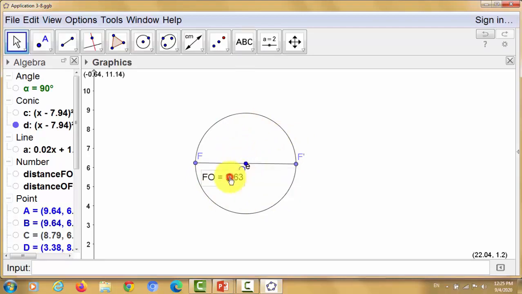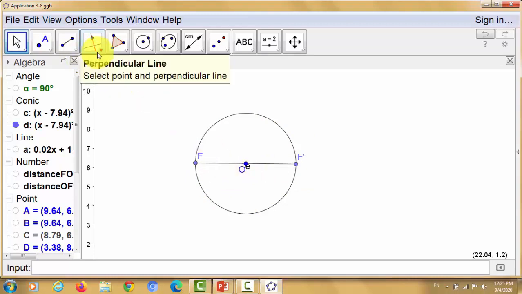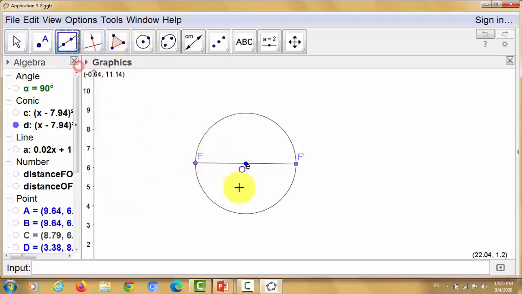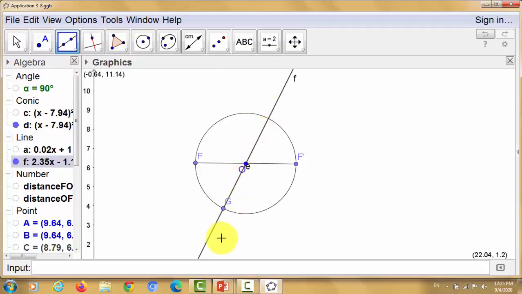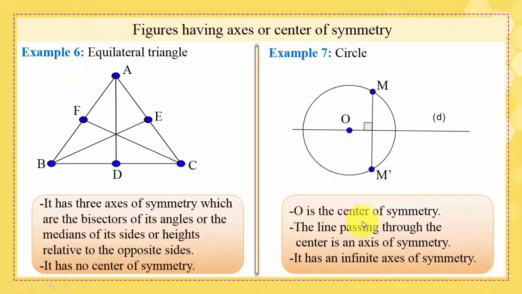Now, my students, to show if there is an axis of symmetry, I will take any line that is passing through the center of the circle. Look at the half of this circle and the half of this circle. They are the same. Then any line passing through the center of the circle is an axis of symmetry. O is the center of symmetry. The line passing through the center is an axis of symmetry. It has infinite axes of symmetry.